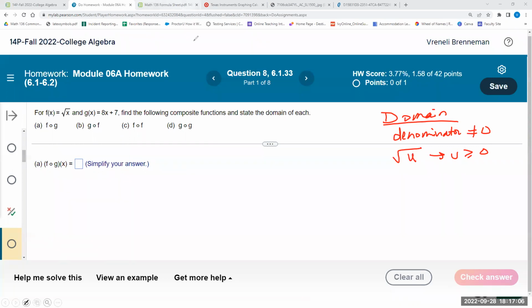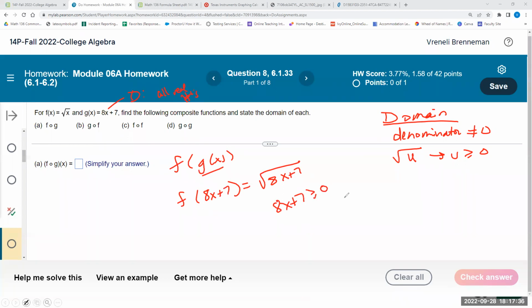So if I have f of g of x here, f of anything is the square root of that, but what we're plugging in here is g of x, which is 8x plus 7. So the square root of 8x plus 7. Now, g of x, the domain, is all real numbers. So nothing would have to be excluded from g of x, but once I plug it into f of x, now I need that 8x plus 7 to be greater than or equal to 0.